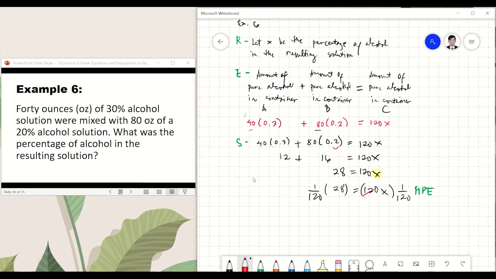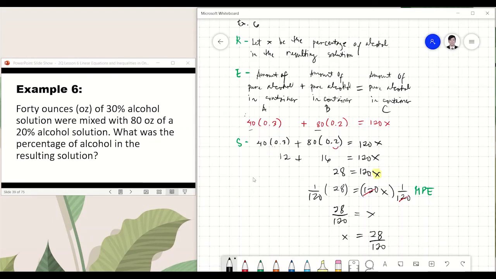Maka-cancel out yung 120. X na lang yung matitira with a coefficient 1. And then, meron tayong 1 times 28, magiging 28 over 120. So, kung mas comfortable tayo na makita yung x sa left side, pwede naman natin ipagpalit yung left at saka right. So, x is equal to 28 over 120.